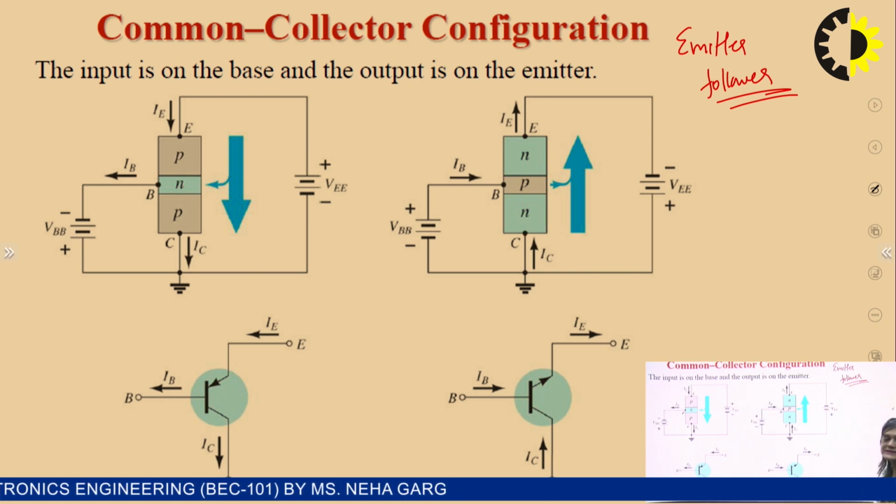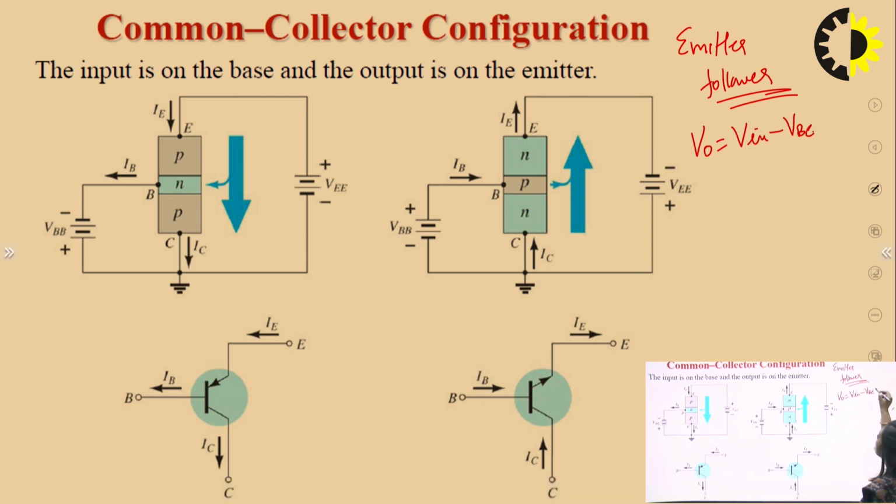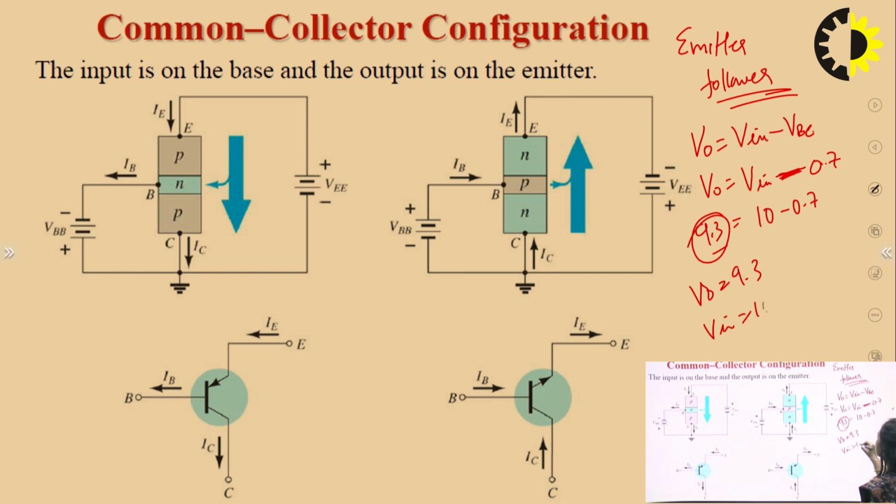It is also called the emitter follower because here the output voltage is always equal to VIN minus VBE, and the value of VBE is 0.7. So if VIN is 10, minus 0.7, it is equal to 9.3. So V0 is 9.3 and VIN is 10. We can see output and input are almost equal in the common collector configuration.